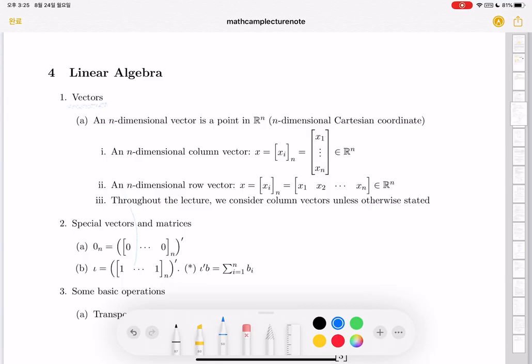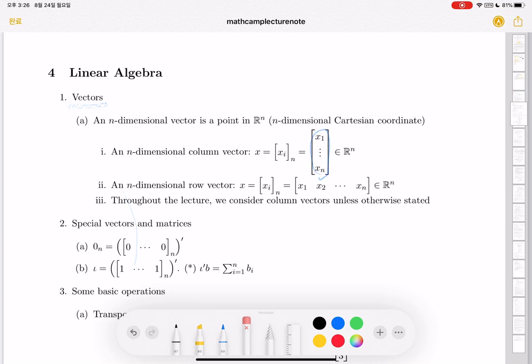A vector is a collection of numbers. So we use this notation to denote a vector. Depending on how many numbers are in this collection, we call it n-dimensional. So if you have two numbers in the notation, you have two-dimensional vectors. If you have three numbers, you have three-dimensional vectors, and so on. We are going to talk about real vectors, meaning that every element in this vector is a real number.